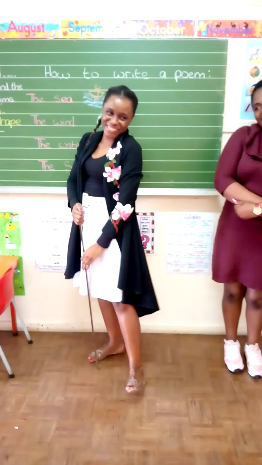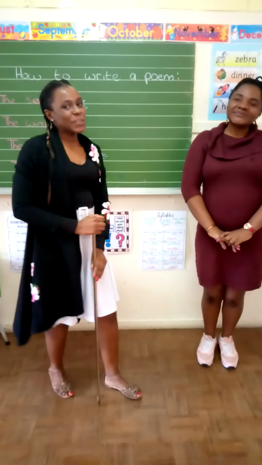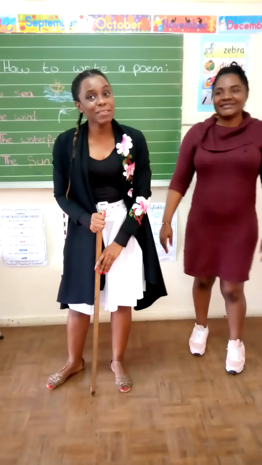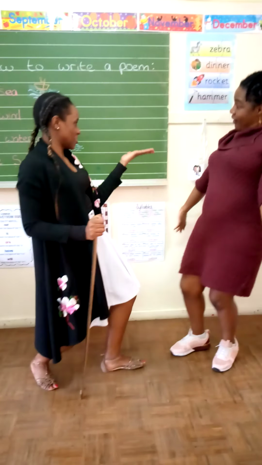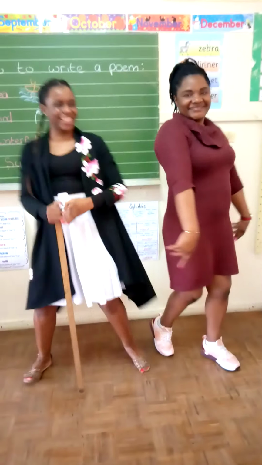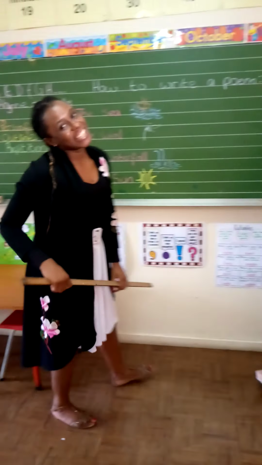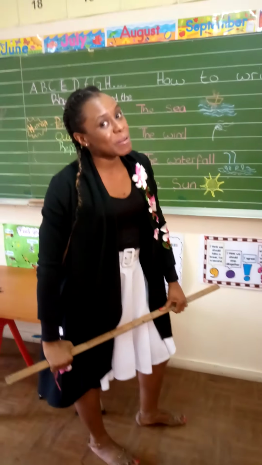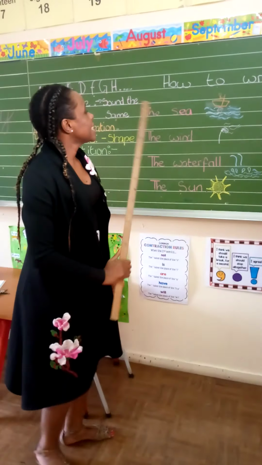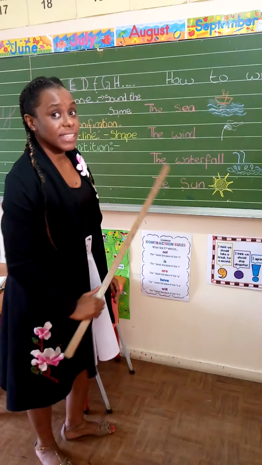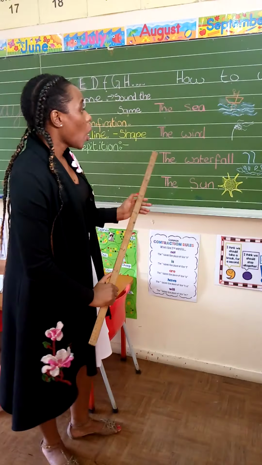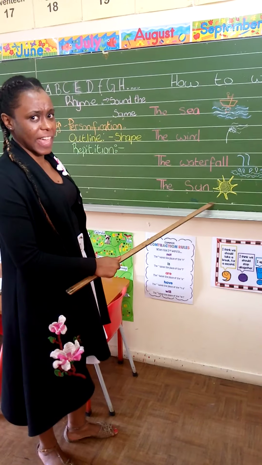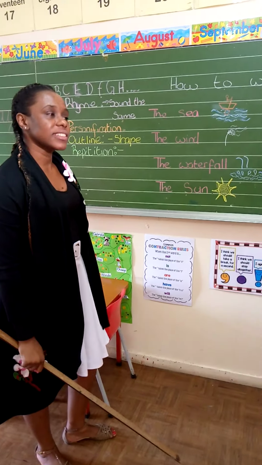Hello, grade twos. So, today we're going to learn about making poems. Miss Sharon and Miss Joan. Alright, so you want to learn how to write a poem? Let's get started. Let's say you want to talk about the sea, or the wind, or the waterfall, or the sand. We need to use words that describe.